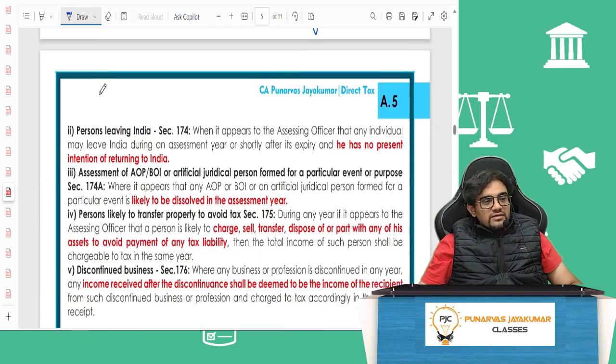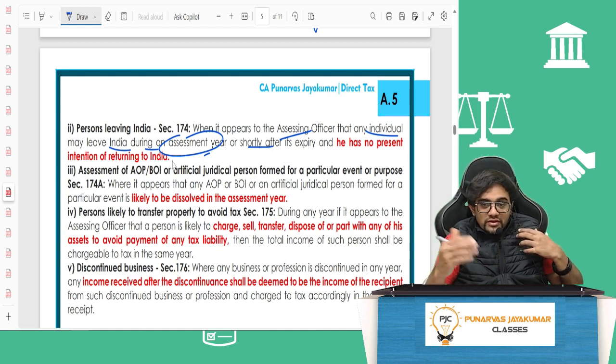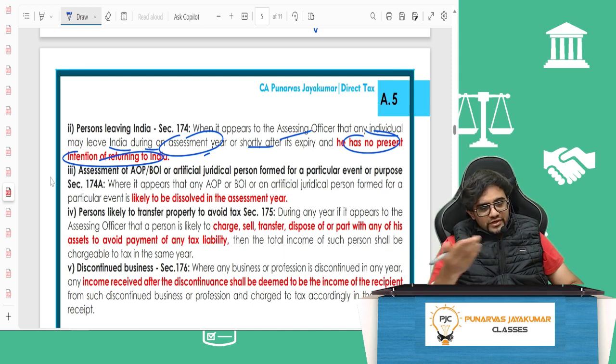Correct? So if you see, persons leaving India: when it appears to the assessing officer that an individual may leave India shortly during an assessment year, he knows the assessment year is leaving. Previous year money I cannot. Just before the assessment year is leaving, sometime in March, he is escaping. So yes, even with no present intention, they can do that. There was a lookout notice for Naresh Goyal of Jet Airways. Same thing happened. So yes, it is possible.